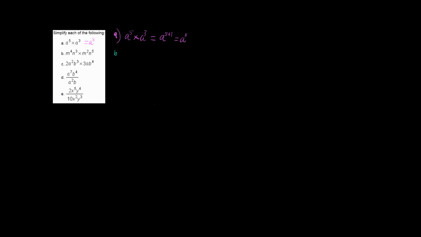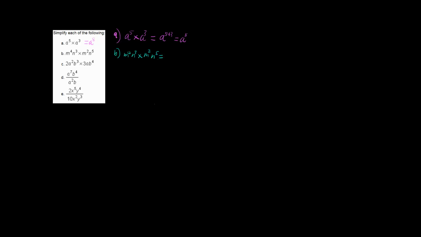Okay, now if we have a look at the second one, we have m to the 4 n cubed multiplied by m squared n to the 5th. To work these out, we want to look at just the individual letters that match up, the m with the m and the n with the n. It is again the first index law, because we're multiplying, so we're going to add indices with numbers that have the same base. That's why we're looking at the same letters, because we want the same base.